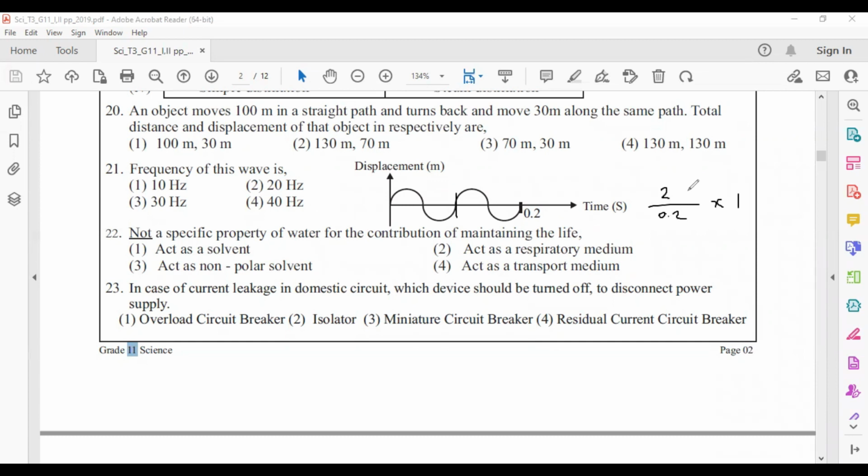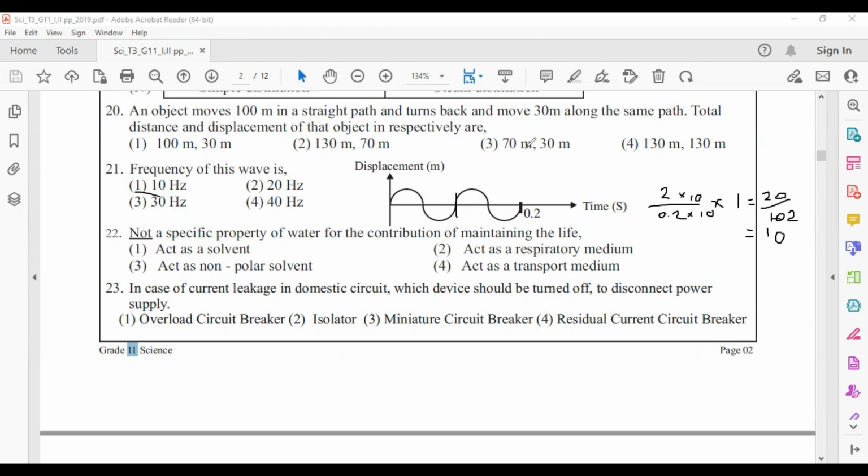The way is just while doing this fraction simplification, you have to multiply both by 10 to do it easily. Then in upper place, you can see there's 20. In this lower place, there's 10. After dividing 20 by 10, the answer is 10. In lower place, there's 2. After multiplying 0.2 by 10, it is 2. Then answer is 10 hertz. 10 hertz is the answer number 1.